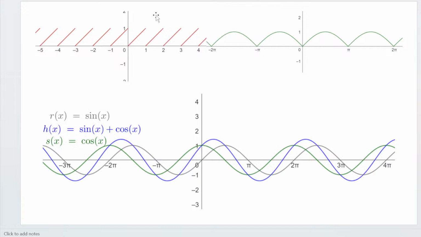And this one, what is this graph? You tell me. Now you can recognize the first one. What is the red graph? We just discussed.